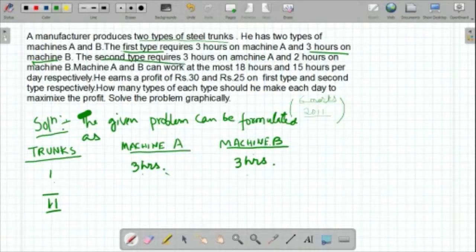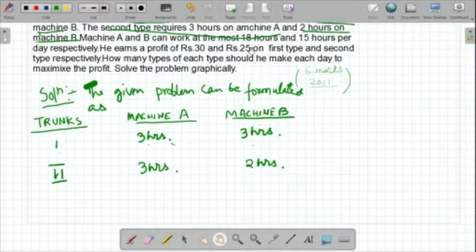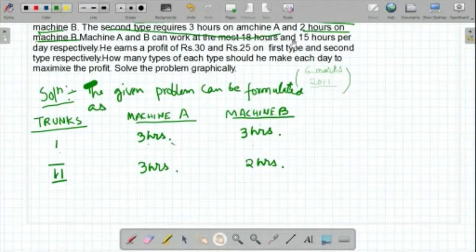Now the second type requires 3 hours on machine A. Okay, the spelling is off but ignore it. The second type requires how many? 3 hours on machine A and 2 hours on machine B, right? Okay, next. Machines A and B can work at the most 15 hours and 18 hours per day respectively, right?